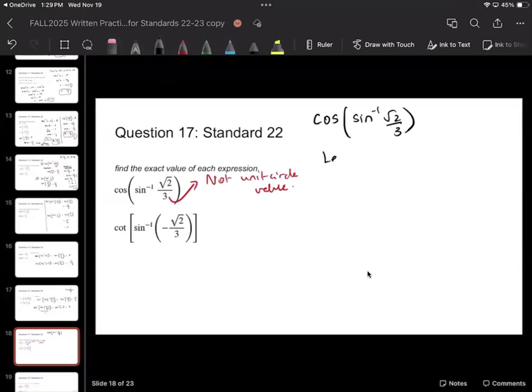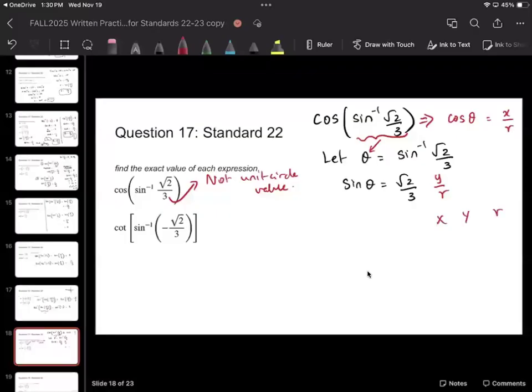In the first step, you will let some angle theta be the whole inner function, okay? Which means sine theta will be root 2 over 3. What is sine theta? Sine theta is y over r. And in your original problem, if you made this whole thing equal to theta, you are interested in finding cosine theta. What is cosine theta? X over r.